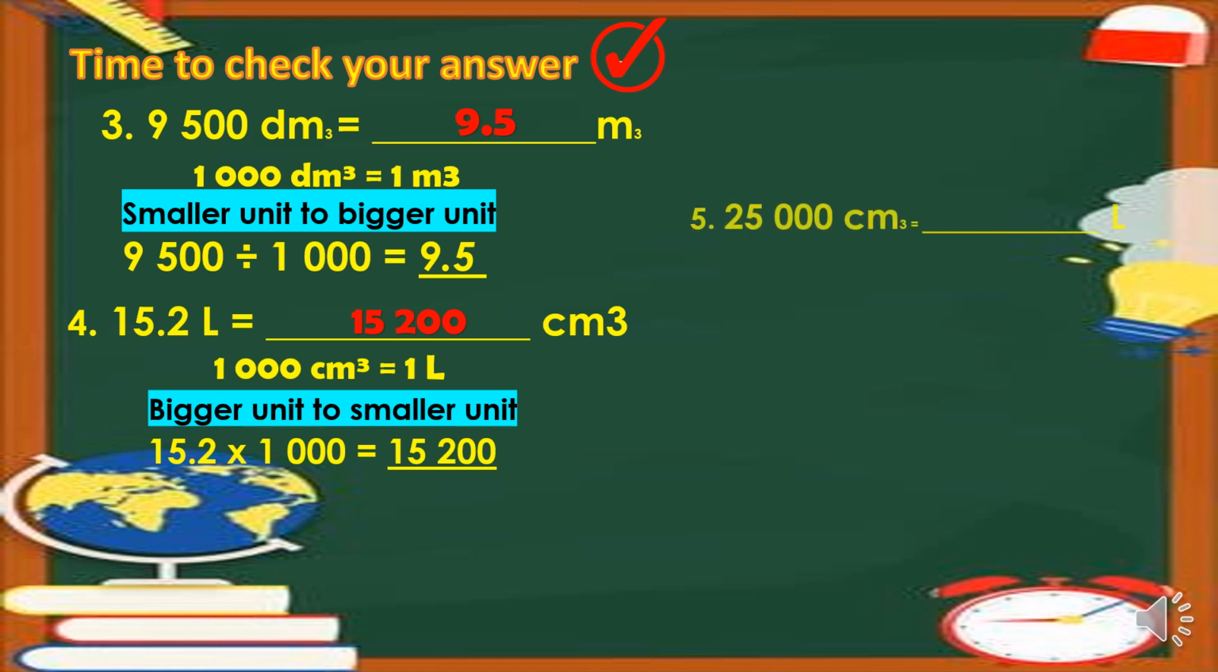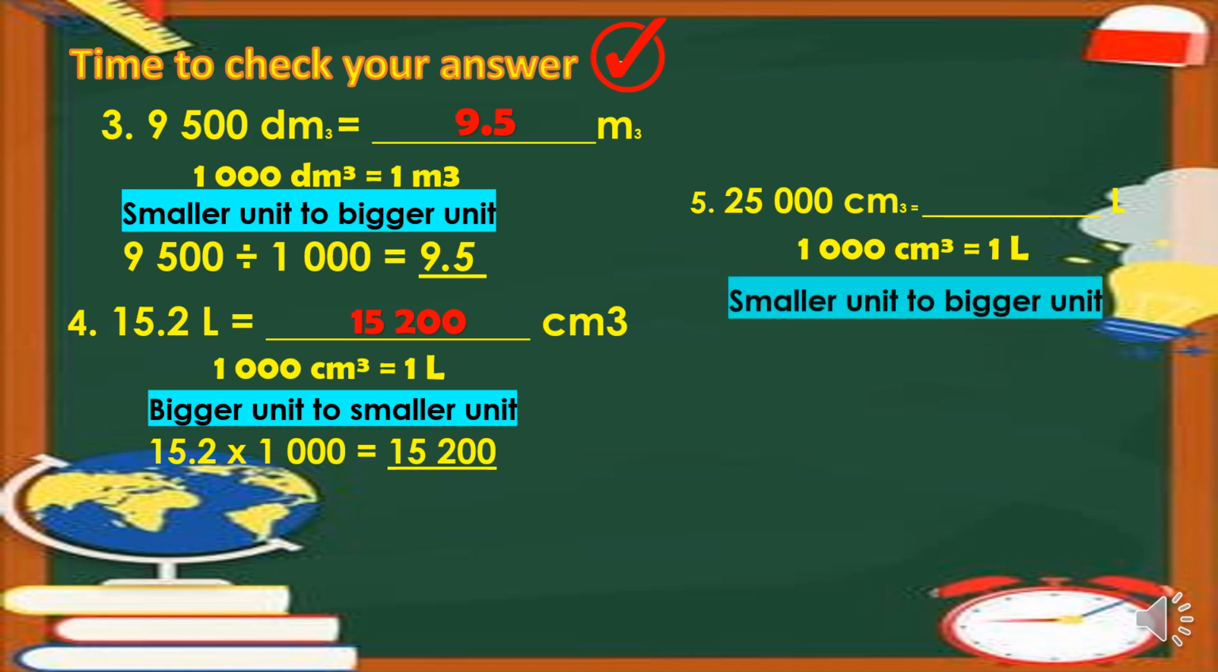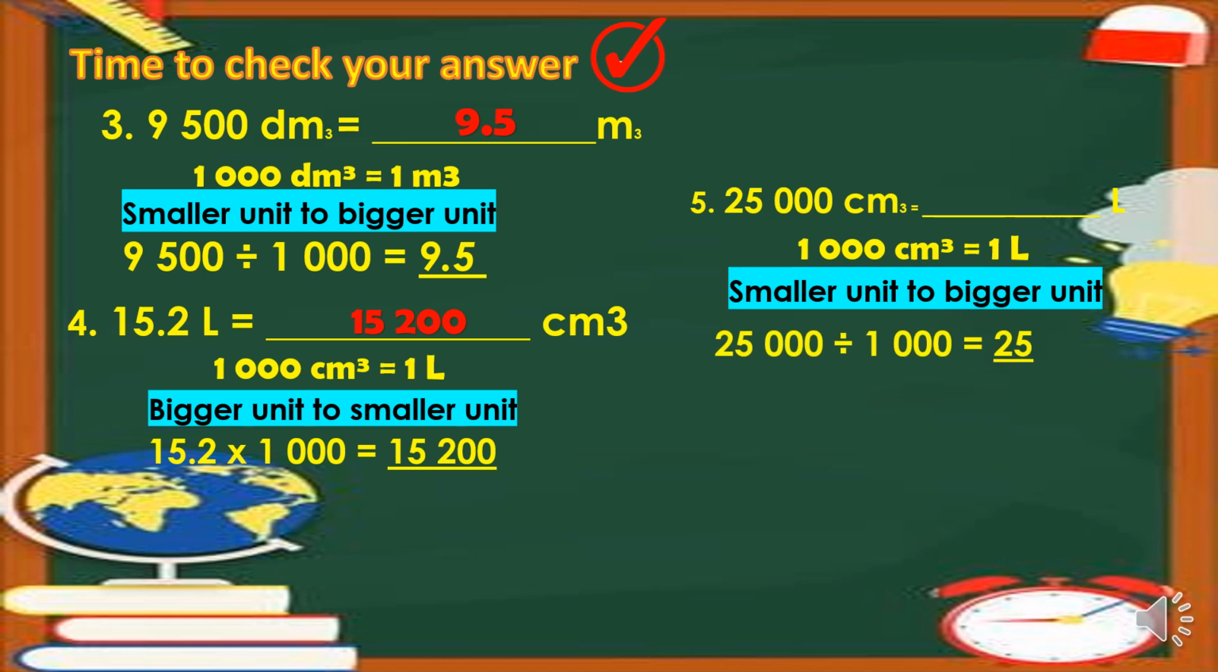And for number 5, 25,000 cubic centimeter is how many liters? So, it is the opposite of the previous one. So, again, for every 1,000 cubic centimeter, that is equivalent to 1 liter. So, smaller unit to bigger unit. So, we will divide. 25,000 divided by 1,000 is 25. So, that means 25,000 cubic centimeter is equivalent to 25 liters.